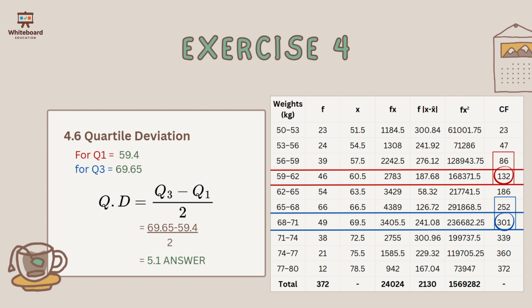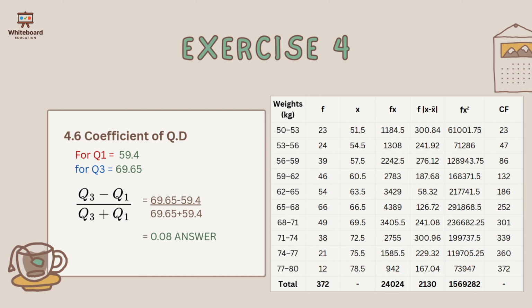And last but not the least, we calculate the coefficient of quartile deviation. For that we also only need the first and third quartile. The formula is Q3 minus Q1 over Q3 plus Q1, which is equal to 69.65 minus 59.4 over 69.65 plus 59.4. So finally we get the answer 0.08.